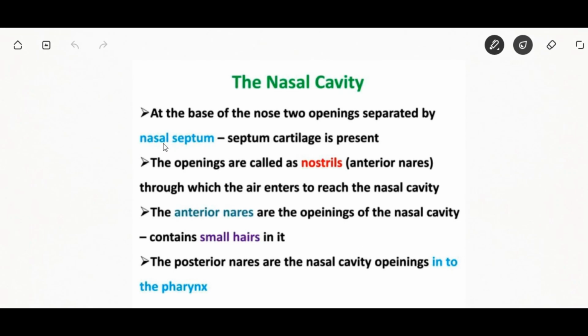The nasal cavity, at the base of the nose, has two openings separated by the nasal septum, along with the nasal cartilage. The openings are called nostrils, through which air enters to reach the nasal cavity. The anterior nares are the openings of the nasal cavity and contain small hairs, whereas the posterior nares are the nasal cavity openings into the pharynx.